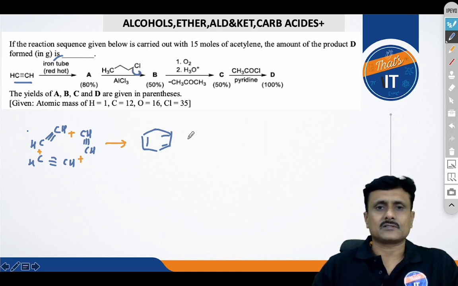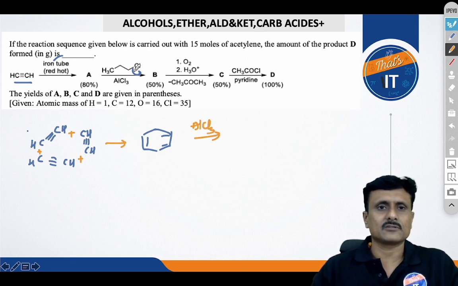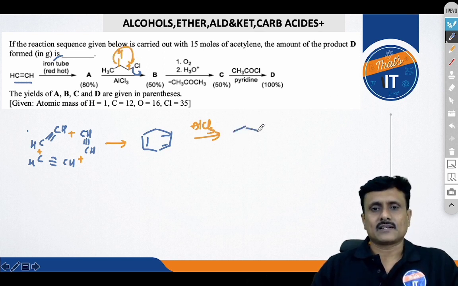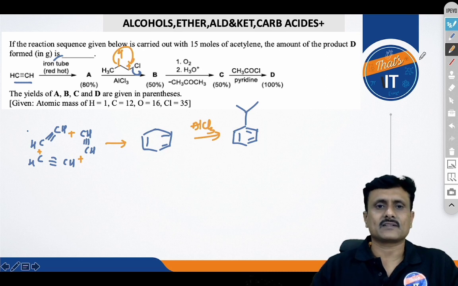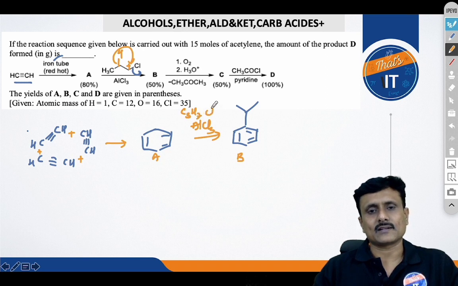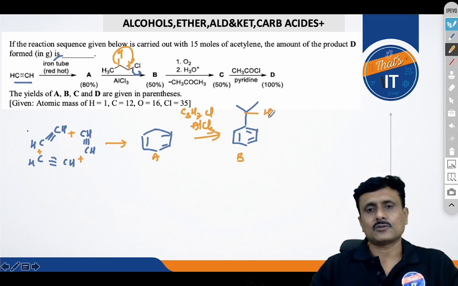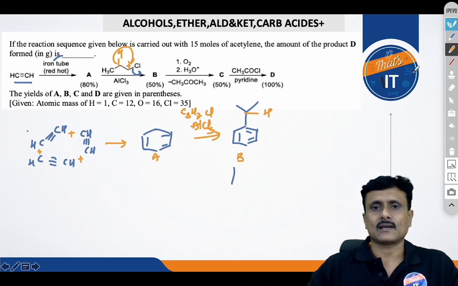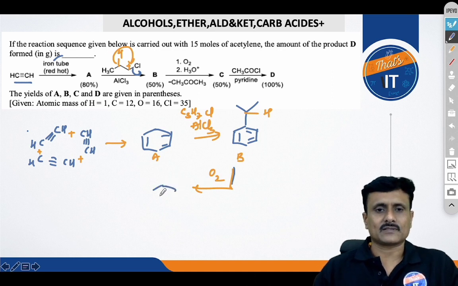Now this is again subjected to the Friedel-Crafts reaction, Friedel-Crafts alkylation, where you will be getting a primary carbocation which is converted into a secondary carbocation, giving rise to cumene or isopropyl benzene. So this is your product A, and this is your product B after the reaction with propyl chloride. You know that the very popular reaction related to cumene is the cumene hydroperoxide reaction. So what will happen here afterwards? This reacts with O2 to give you cumene hydroperoxide, CHP. What's that?